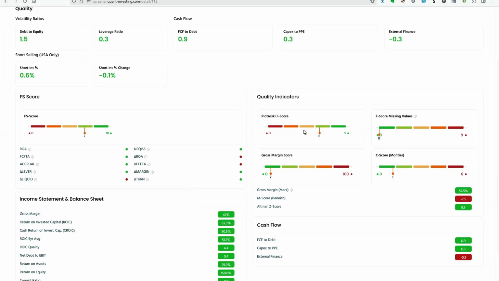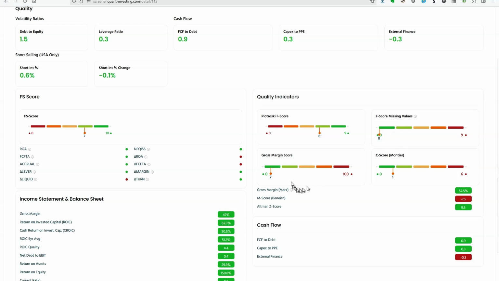Here's the Piotroski F-score. 9 and 8 are the highest values. There it's a 6. Sometimes the value is missing. For example, if a company didn't publish its cash flow statement, then we can't calculate one of the ratios. And this one just tells you how many of the ratios are missing.